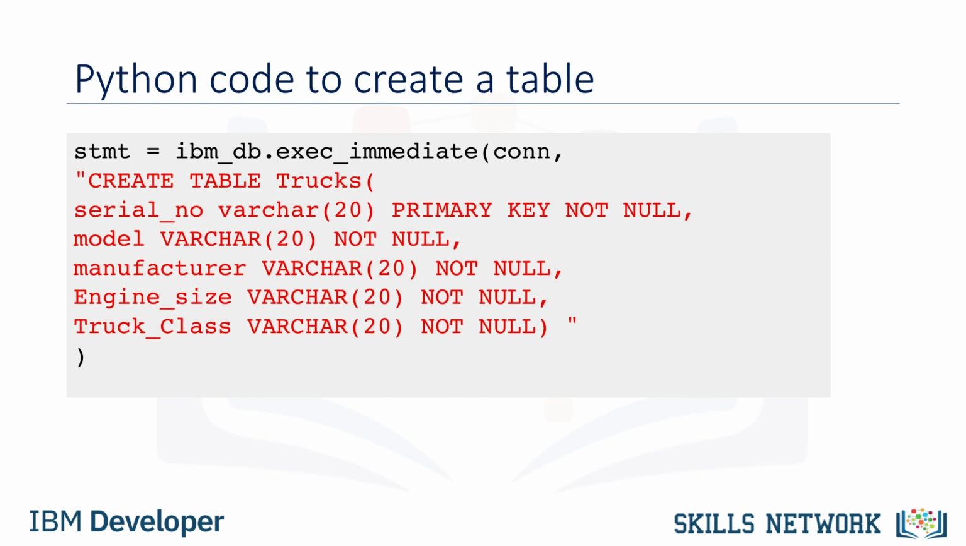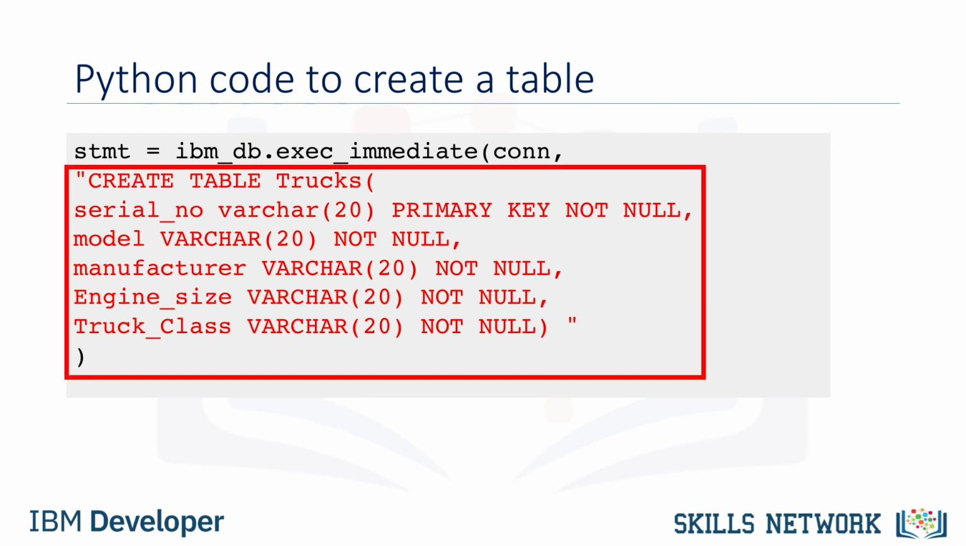We use the IBM_DB exec_immediate function of the IBM_DB API. The connection resource that was created passes the first parameter to this function. The next parameter is the SQL statement, which is the create table query used to create the trucks table. The new table created will have 5 columns. Serial_no will be the primary key.